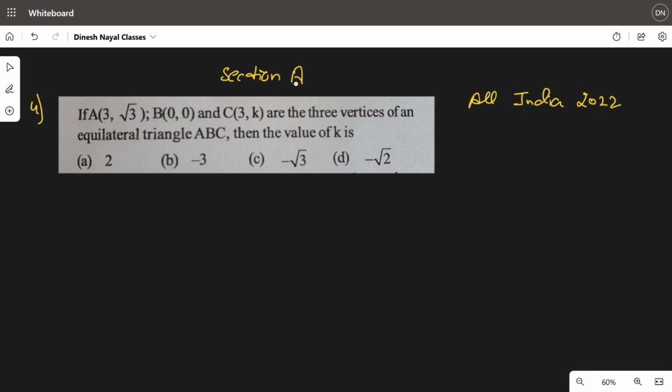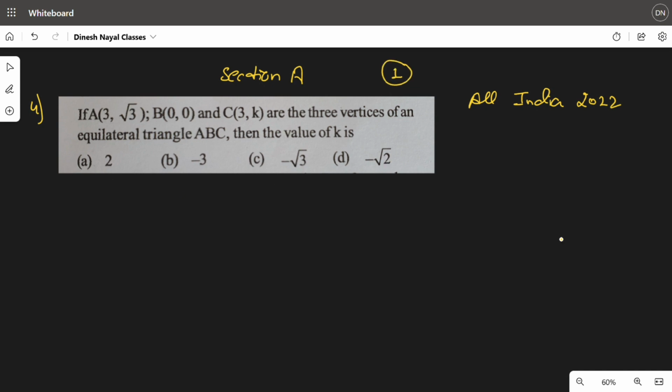So the question is, if A (3, root 3), B (0, 0), and C (3, K) are the vertices of an equilateral triangle ABC, then the value of K is. So you have to find the value of K. They have given options. Actually, this is for one marker.